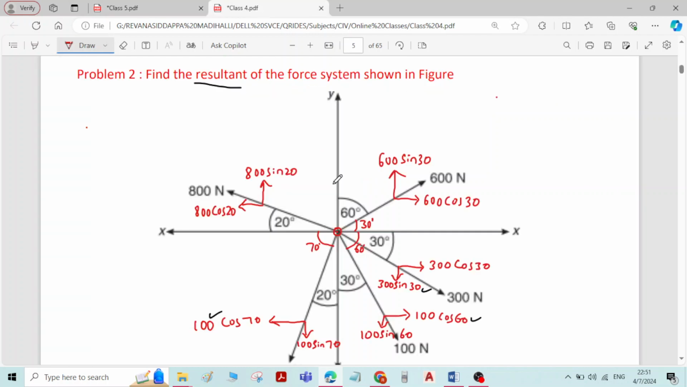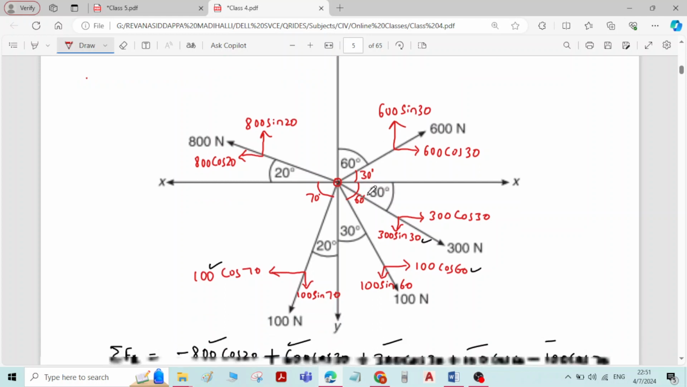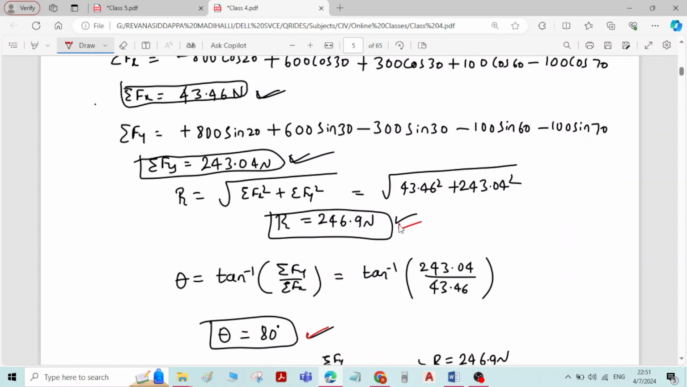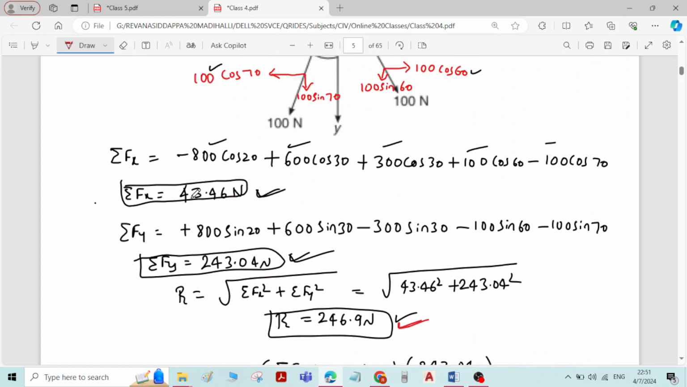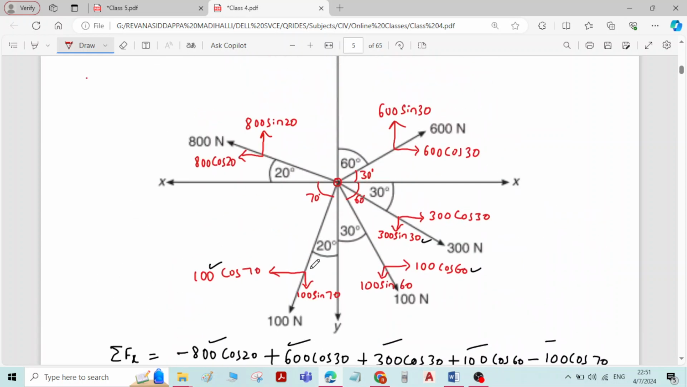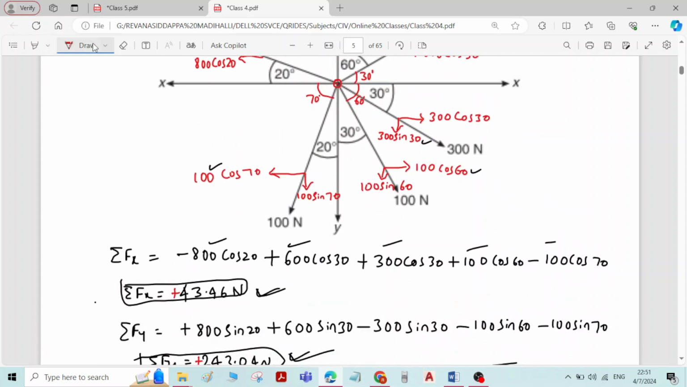For example, in one of the previous classes, I solved a particular problem. This is a coplanar concurrent system of forces. For this, I determined the magnitude and direction of the resultant force. The magnitude I got as 246.9 Newton and the direction 80 degrees. Sigma Fx I got as plus 43.46 and sigma Fy as plus 243.04. Both are positive, which means the resultant force will be in the first quadrant.